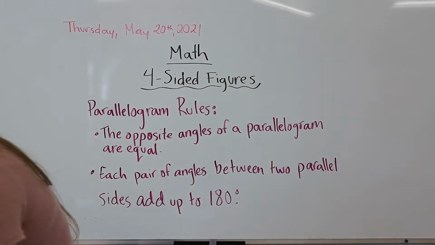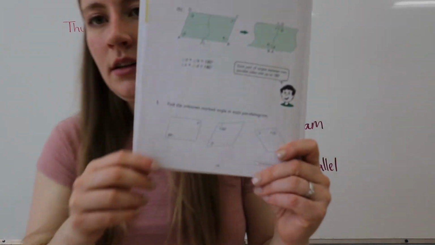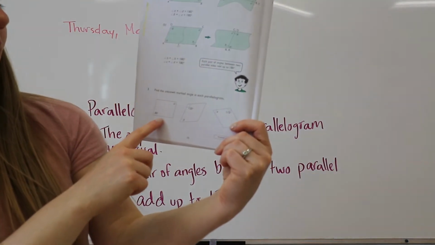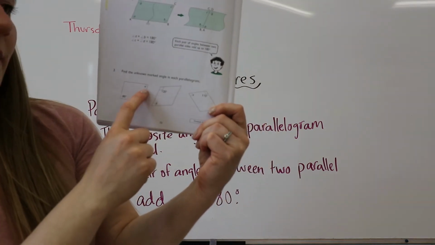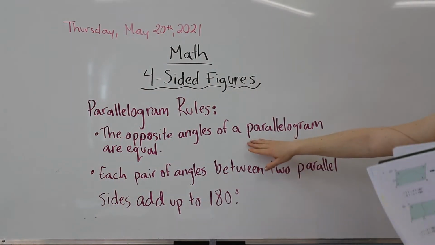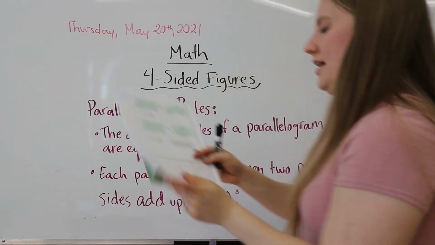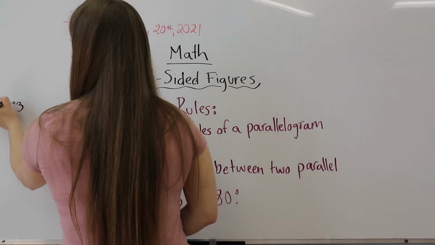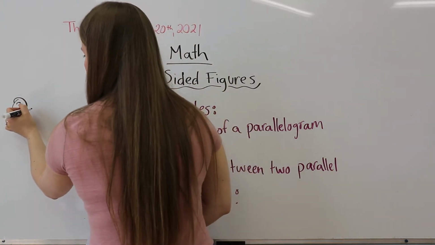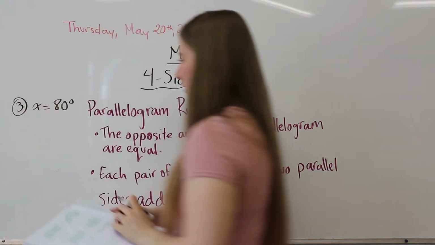Okay, so let's look at our textbook and look at these examples. Number 1 gives us an angle of 80 degrees and it's asking us for the angle across from it. So we can look at our rule and see that the opposite angles of a parallelogram are equal. So we know that X is 80 degrees, because it's across from the angle that's given. So that's angle X equals 80 degrees.